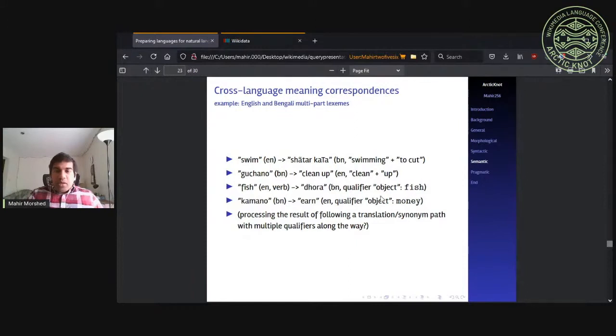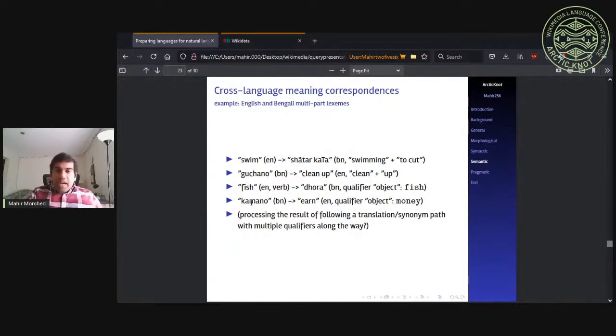In the latter two cases, there are actually situations where in the target languages, it might not be worth it to have a separate idiomatic lexeme for the object in question. So fish, the verb to fish in English, might be mapped to mach dhara in Bengali, which is essentially just fish, like catching fish, literally catching fish. That catching fish is essentially just a phrase. It's not something that has a separate idiomatic meaning. It is literally just the sum of its parts. So you might want to say, okay, it means dhara, but then the object in this case is fish.